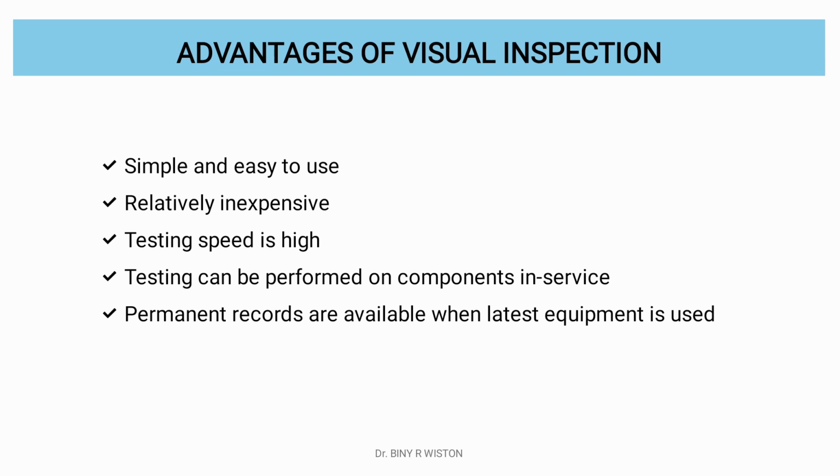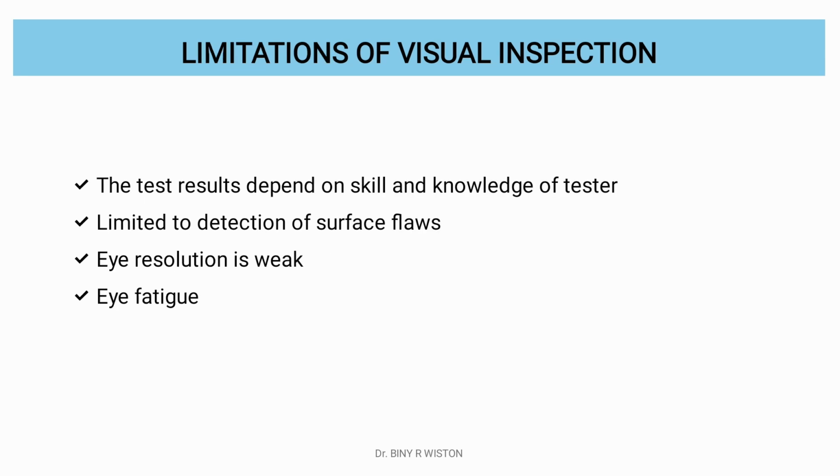The advantages of visual inspection include that it is simple and easy to use, relatively inexpensive, testing speed is very high, testing can be performed on components in service, and permanent records are available when the latest equipment is used. The limitations of visual inspection include that the test results depend on the skill and knowledge of the tester. It is limited to detecting surface flaws. Eye resolution is weak. Eye fatigue are some limitations of visual inspection.